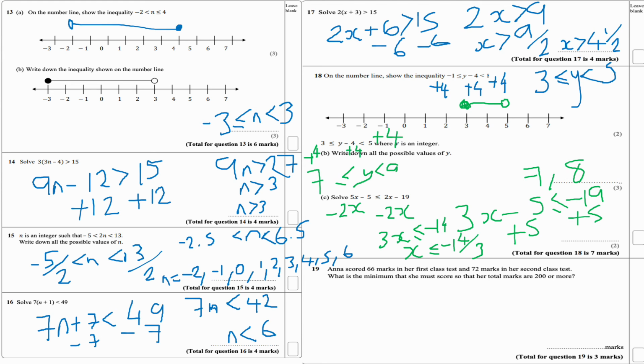Okay, this is question number 19. Anna scored 66 marks in her first class test and 72 in her second class test. What is the minimum that she must score so her total marks is 200 or more? Okay, so 66 and 72.